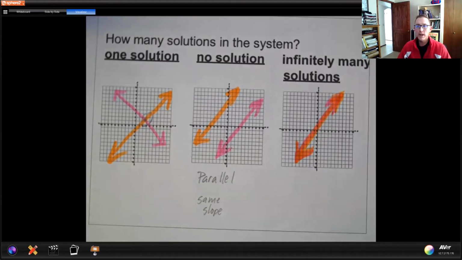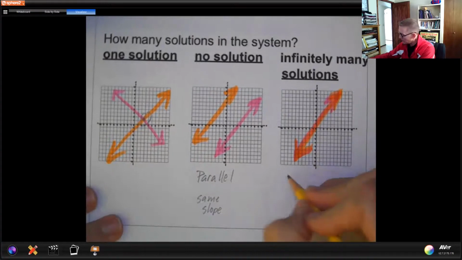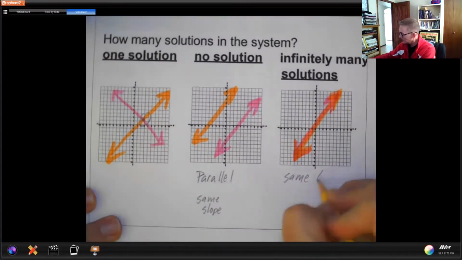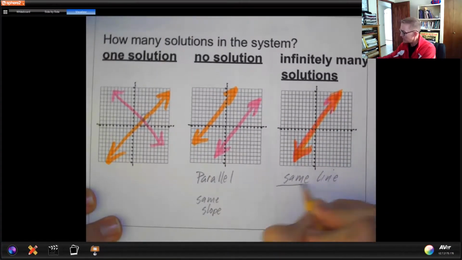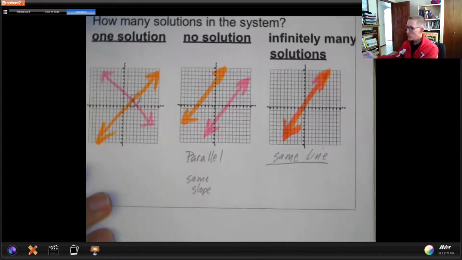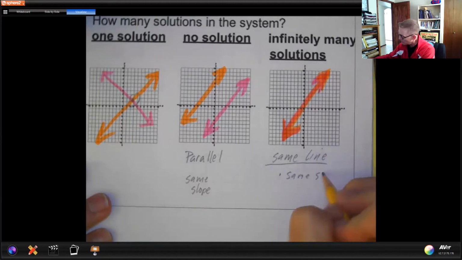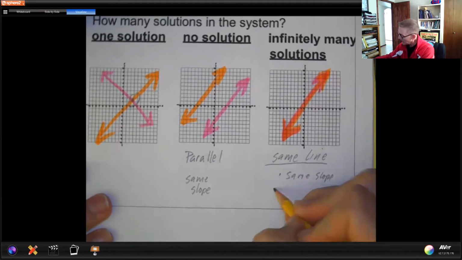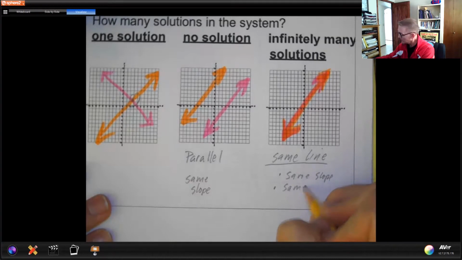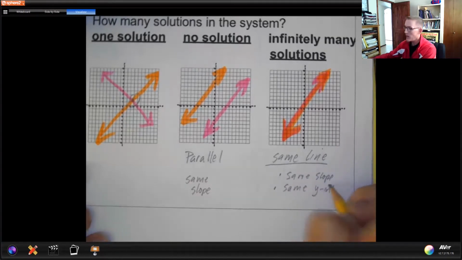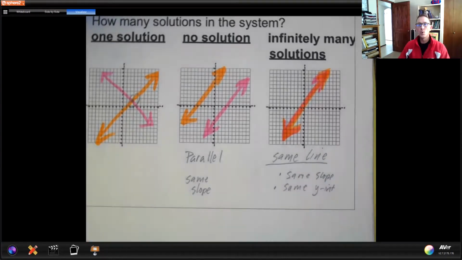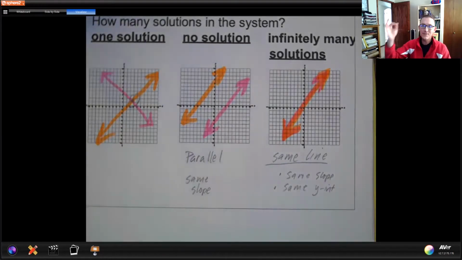Well, what would have to happen? It would need to be the same line. And the only way you could have the same line is if we had the same slope and the same y-intercept. So if you were to graph them, they would have to have the exact same equation, because that's the only way you could get the exact same line.